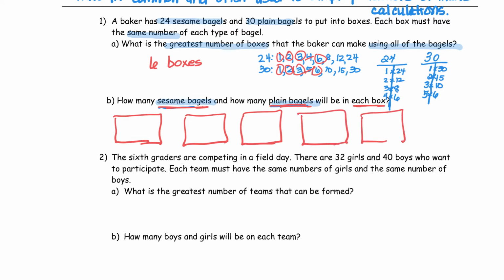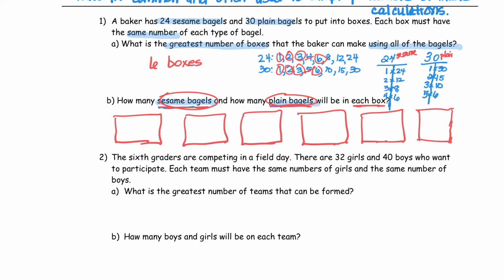5 and 6. We're going to pretend these are all the same size because Mrs. Spatola is an awesome artist. Okay, and now what we have to do is determine how many sesame and how many plain bagels. Well, here's an easy way to figure it out. If you go to your T-chart, we know that 24 represents the sesame and 30 represents the plain.